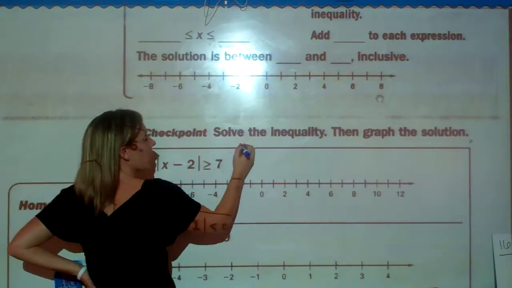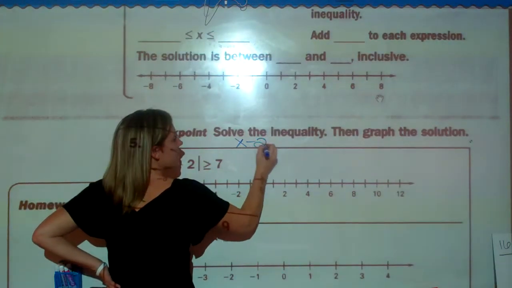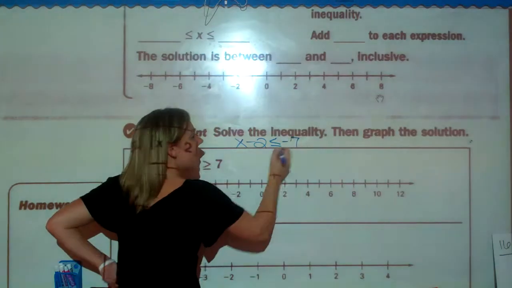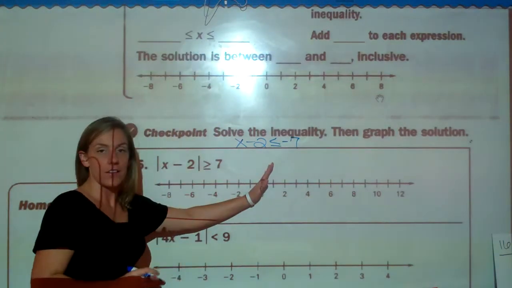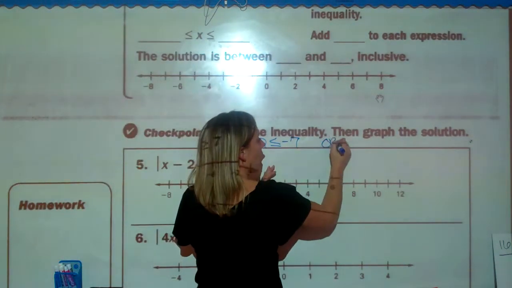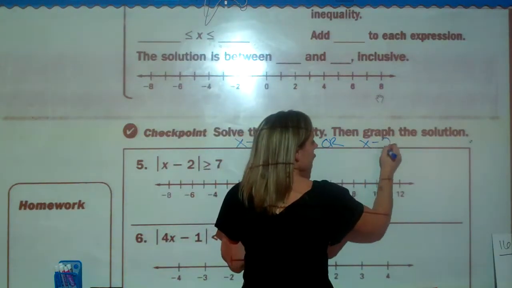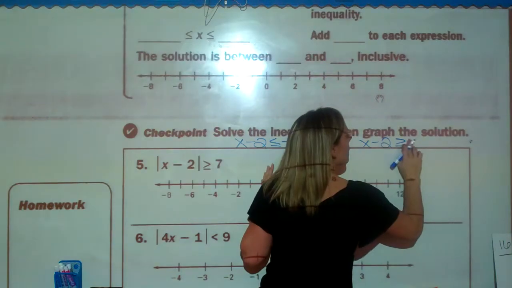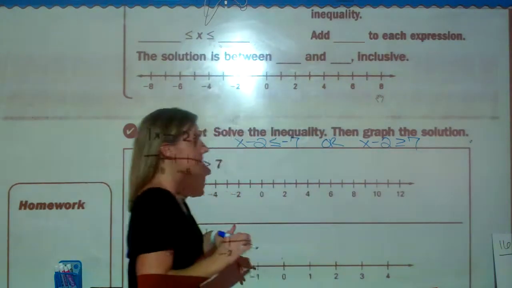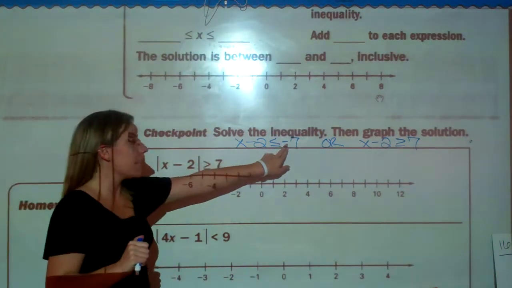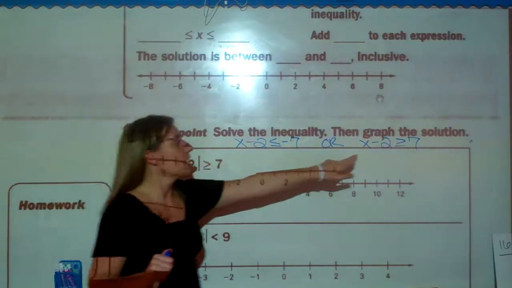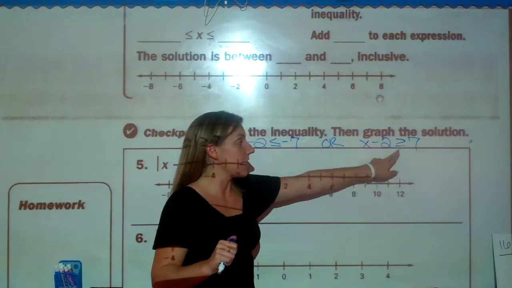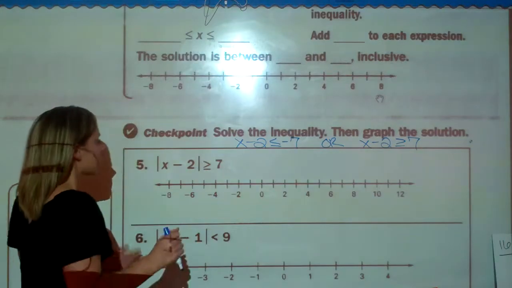This is Greater, so x minus 2 is less than or equal to -7, so I'm doing the negative version on the left, or x minus 2 is greater than or equal to +7. Okay, so here's the negative version and the opposite symbol. Here's the same answer and the same symbol. Okay, so then this is easy.